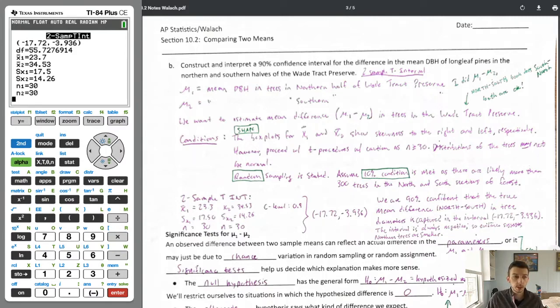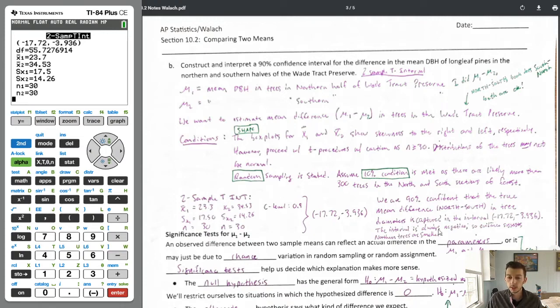So if you do something dumb like I did and put in the wrong number for a second, and you've written that down and moved on, as long as you show what your work is, you can still get partial credit. Now, the sentence here: we are 90% confident that the true mean difference, north minus south, in tree diameters is captured in this interval.